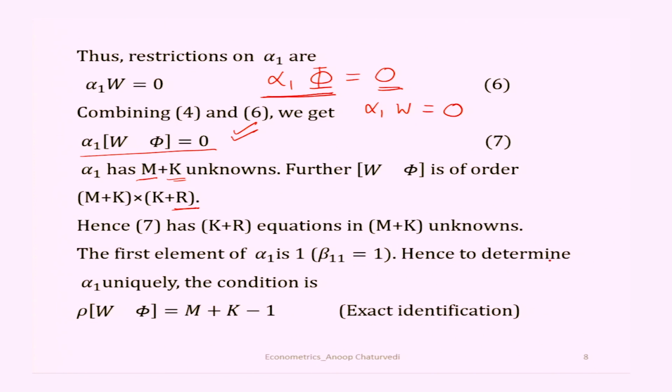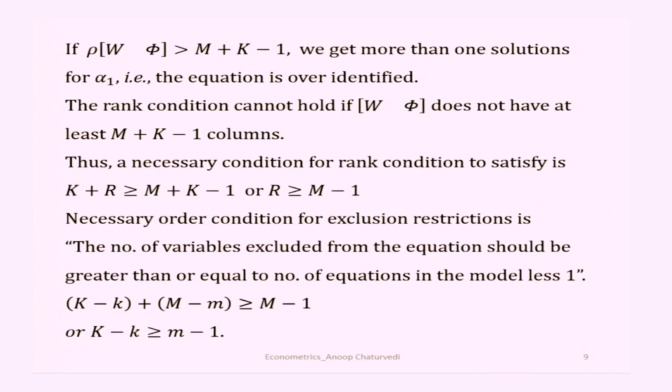And then to determine alpha 1 uniquely, the condition is rank of W phi equal to m plus k minus 1. Then if rank of W phi is greater than m plus k minus 1, we get more than one solution for alpha 1. That is, the equation is over identified. Now, notice that the order of W phi is m plus k plus r.